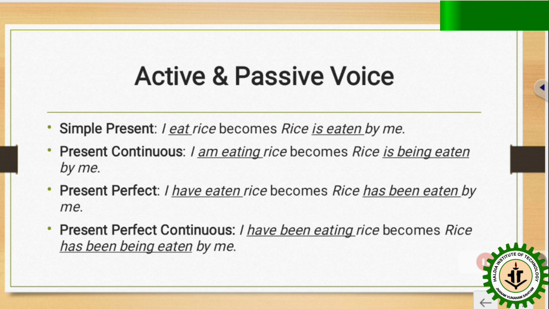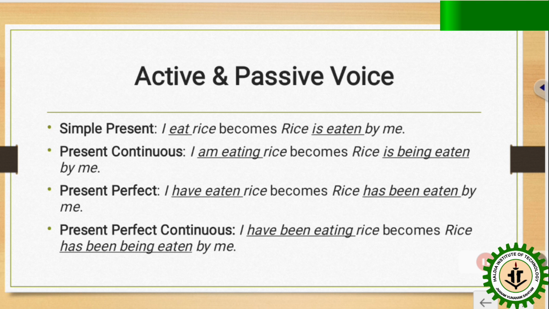Similarly, if we come to present continuous tense, let us have the same sentence in present continuous tense, that is I am eating rice. Here also am eating is the transitive verb and the object of which is rice. So when I am converting this active voice sentence into passive voice, the object of the active voice becomes the subject of passive voice. So here comes the subject in the passive voice, that is rice.